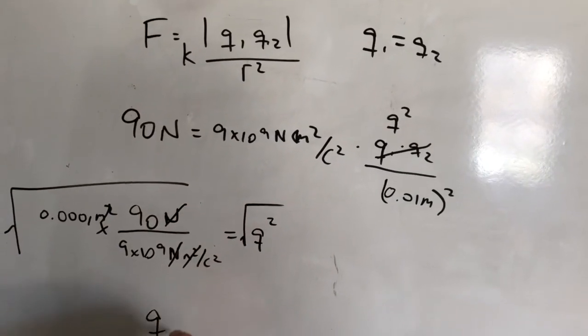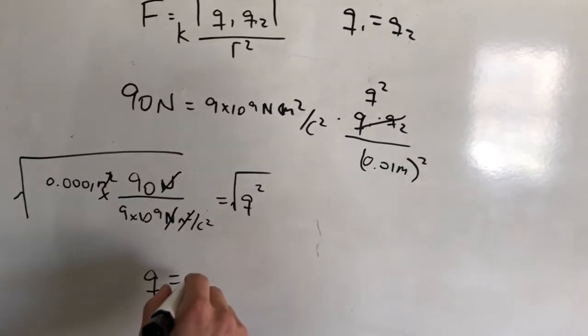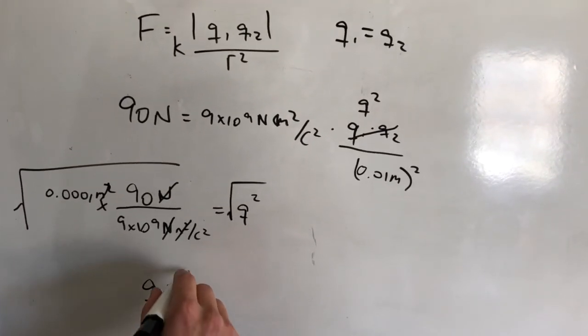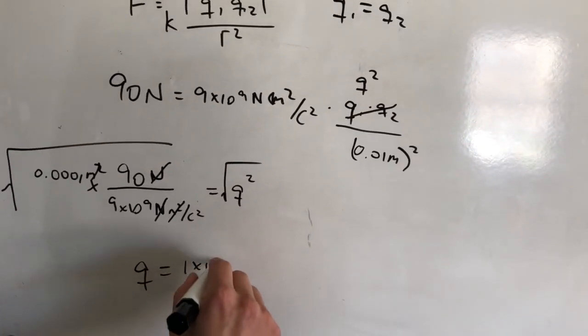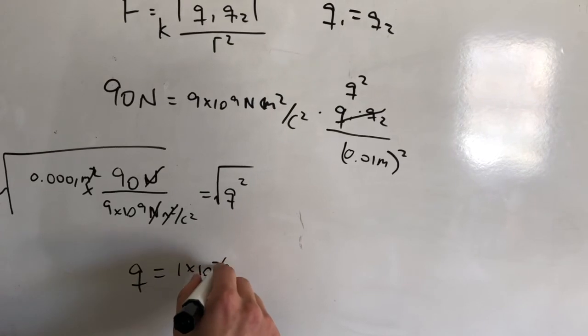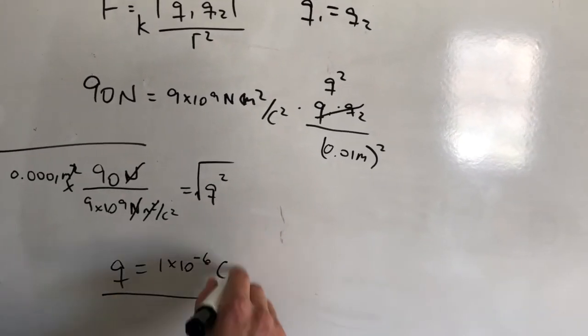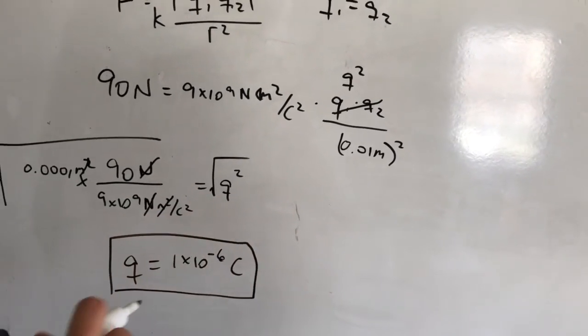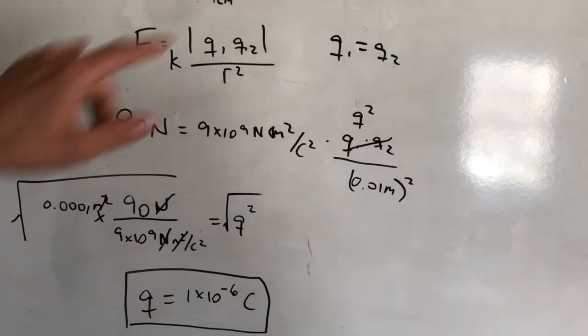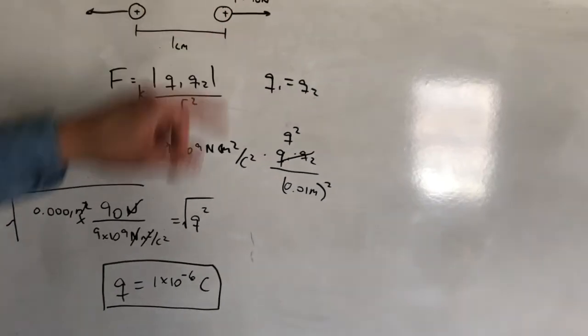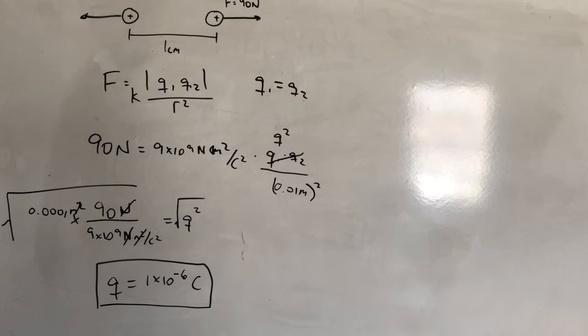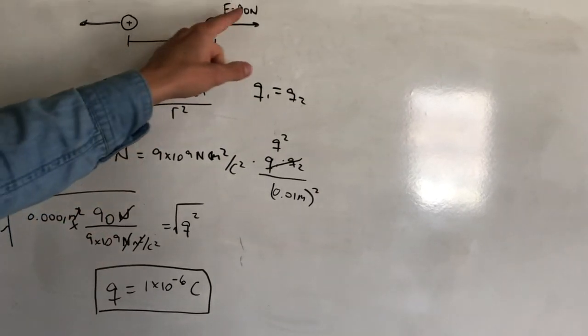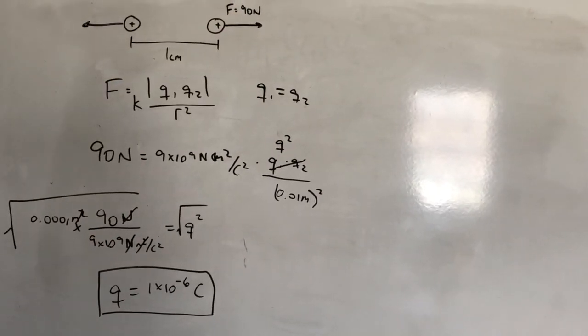And we're going to end up getting Q to be equal to 1 times 10 to the negative 6 coulombs. And so that basically tells us that these two particles both have a charge of 1 times 10 to the negative 6 coulombs to give us the overall force of 90 newtons.